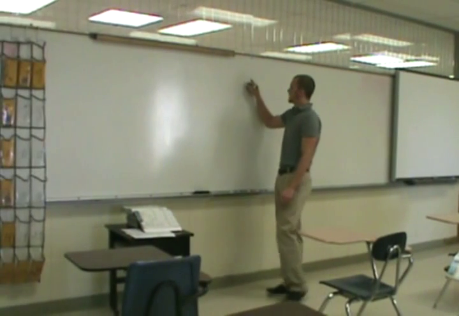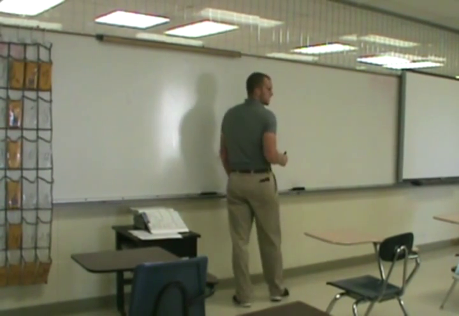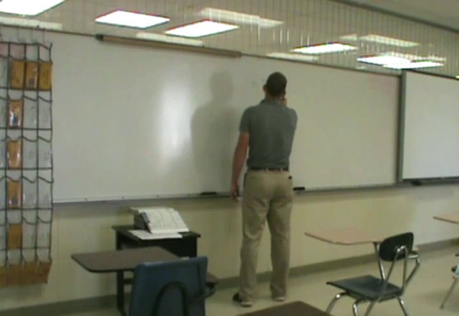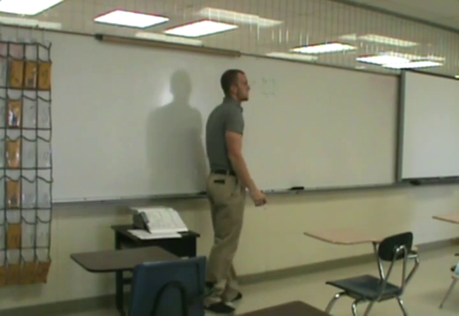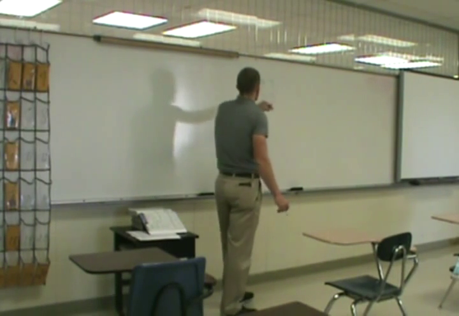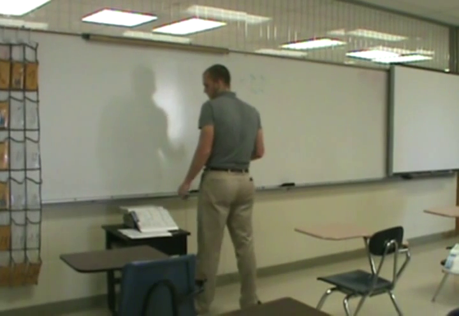M equals y2 minus y1 over x2 minus x1. That's how we find our slope, given 2 points.